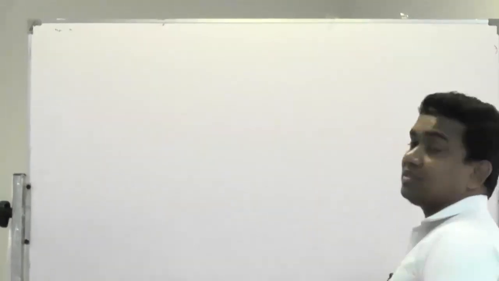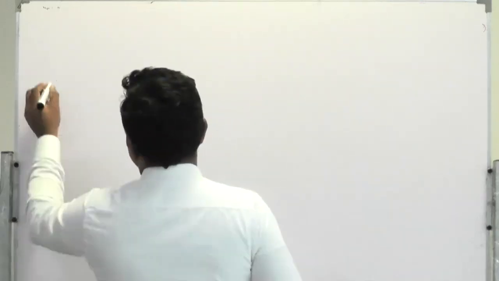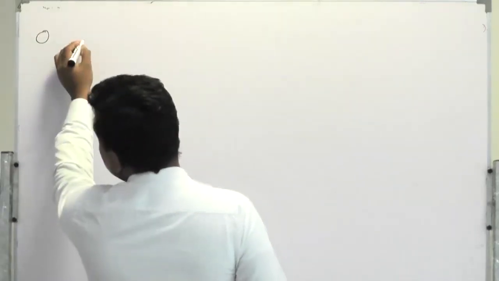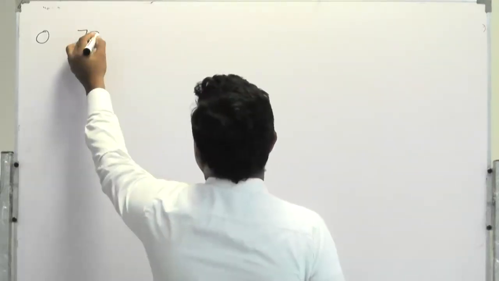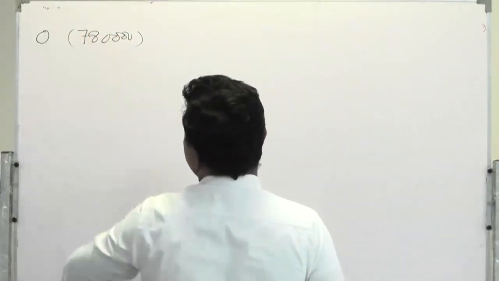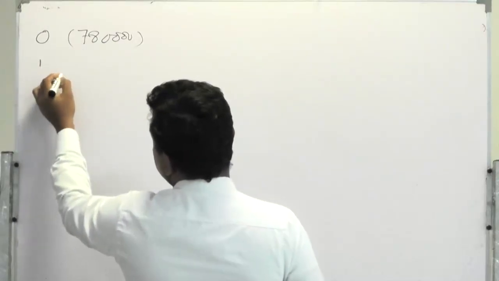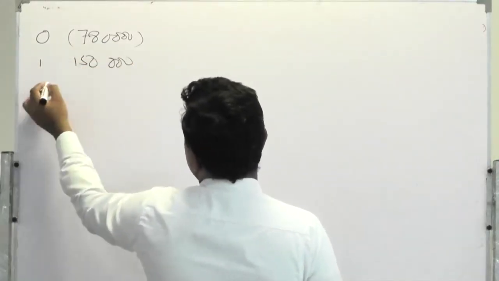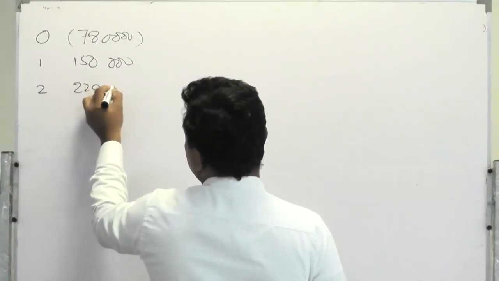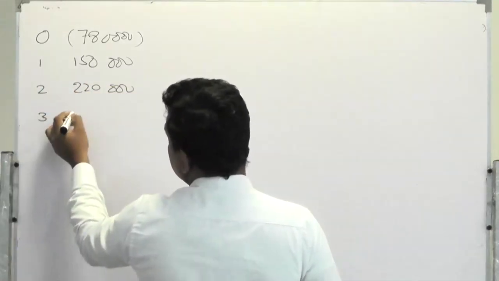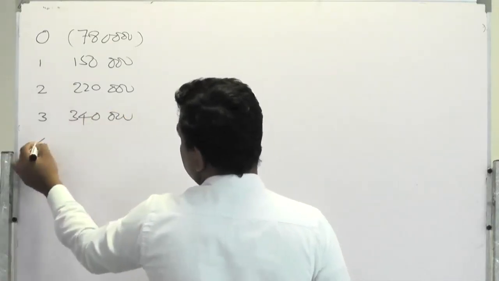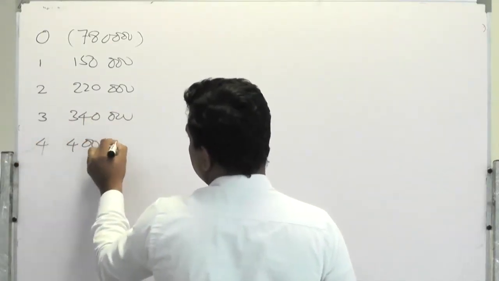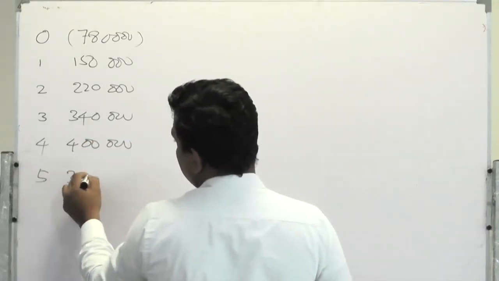Okay, let's calculate the 5 appraisal techniques we have discussed, because the same appraisal techniques were tested in the 5 questions. Let's take the basic information. At year 0, you are investing 780,000, that is the initial outlay, the cost. Then year 1, net cash inflow 150,000. Year 2, 220,000. Year 3, 340,000. Year 4, net cash flow 400,000. Year 5, net cash flow 300,000.